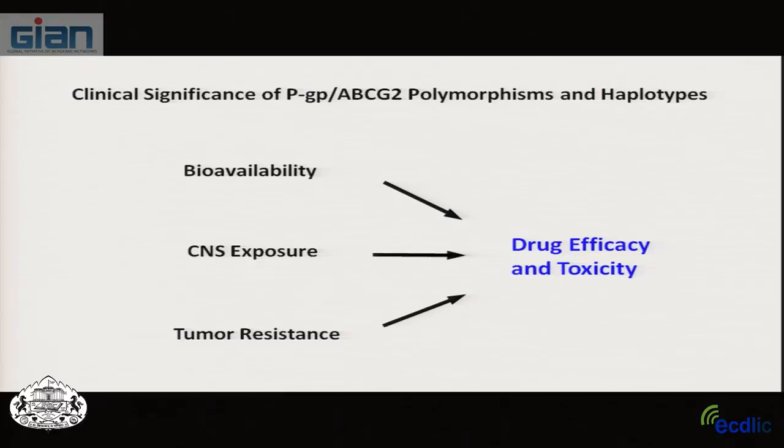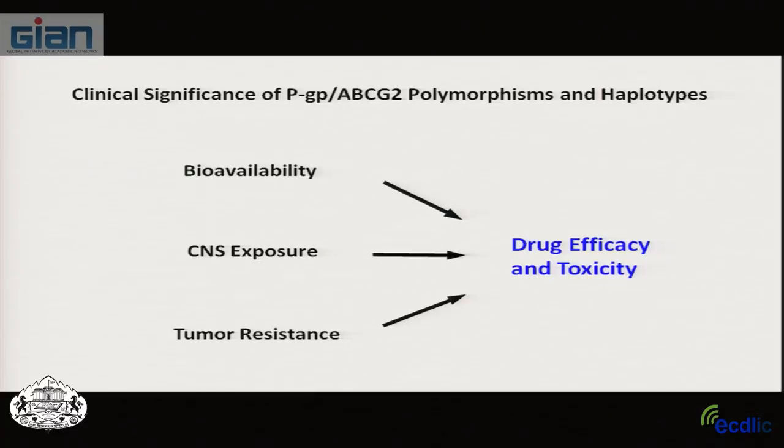As you can see, it will have the effect on bioavailability, CNS exposure because of the blood-brain barrier. Again, as we looked at all different mutations, these SNPs are expressed throughout the body. There's no tissue-specific expression of SNPs. So you're going to have the effect in an entire body system wherever these transporters are expressed.